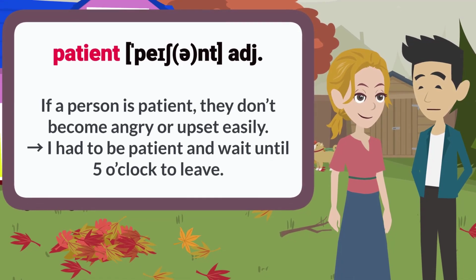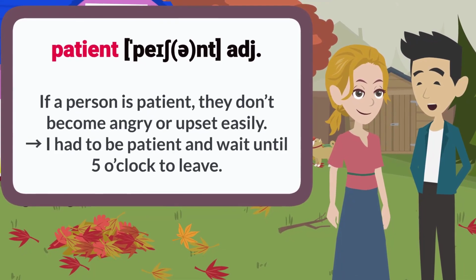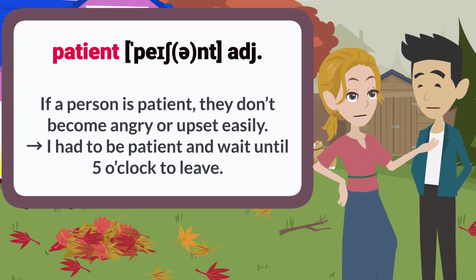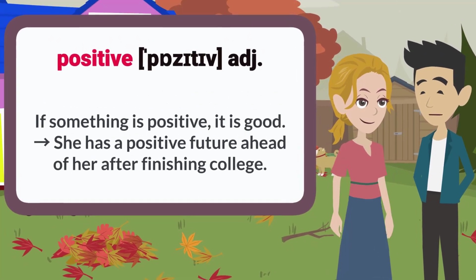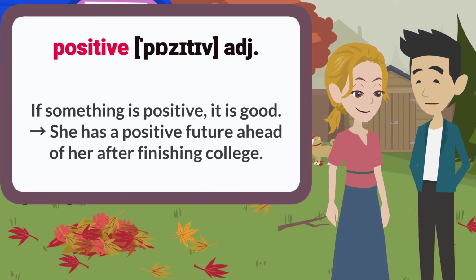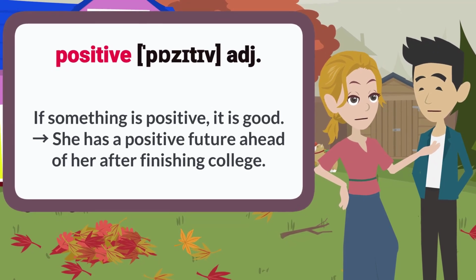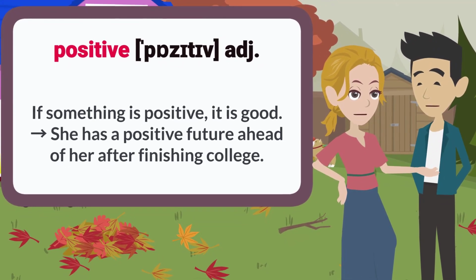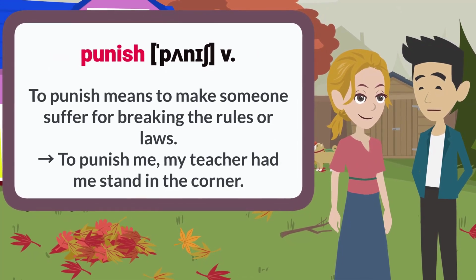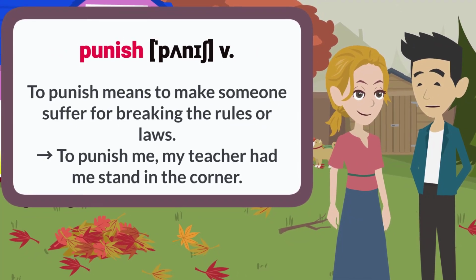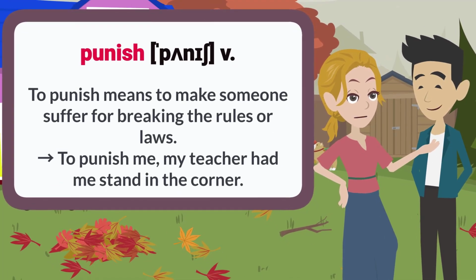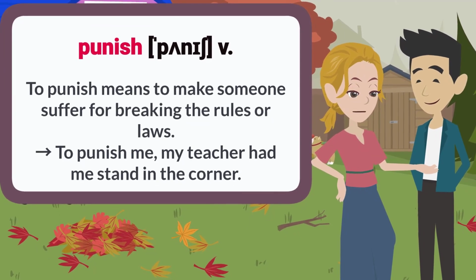Patient. If a person is patient, they don't become angry or upset easily. I had to be patient and wait until 5 o'clock to leave. Positive. If something is positive, it is good. She has a positive future ahead of her after finishing college. Punish. To punish means to make someone suffer for breaking the rules or laws. To punish me, my teacher had me stand in the corner.